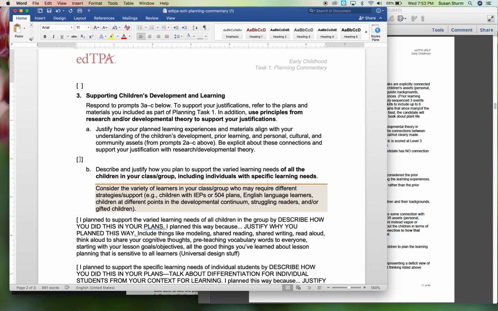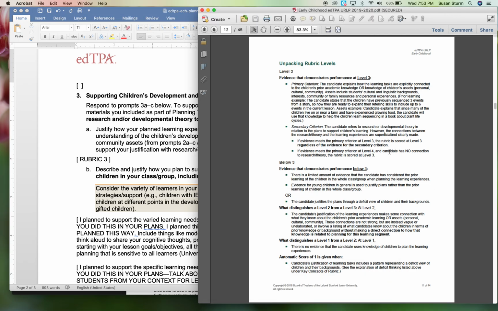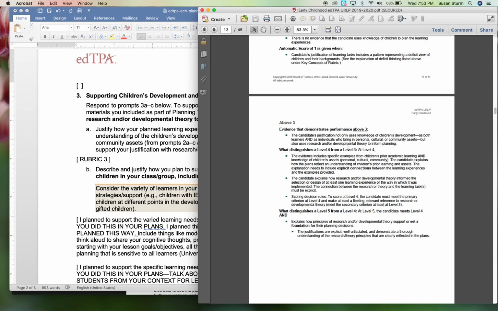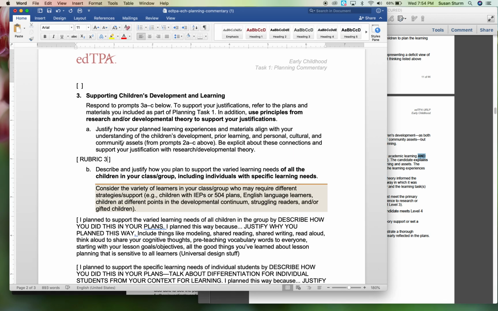So this is rubric 3. And so you need to talk about their prior academic knowledge or their assets to get a 3. And guess what happens at a level 4? You talk about their prior knowledge and their assets. So if you've got prior knowledge and their assets, you could get a level 4. This is a really easy one to get a level 4, and you do that here.